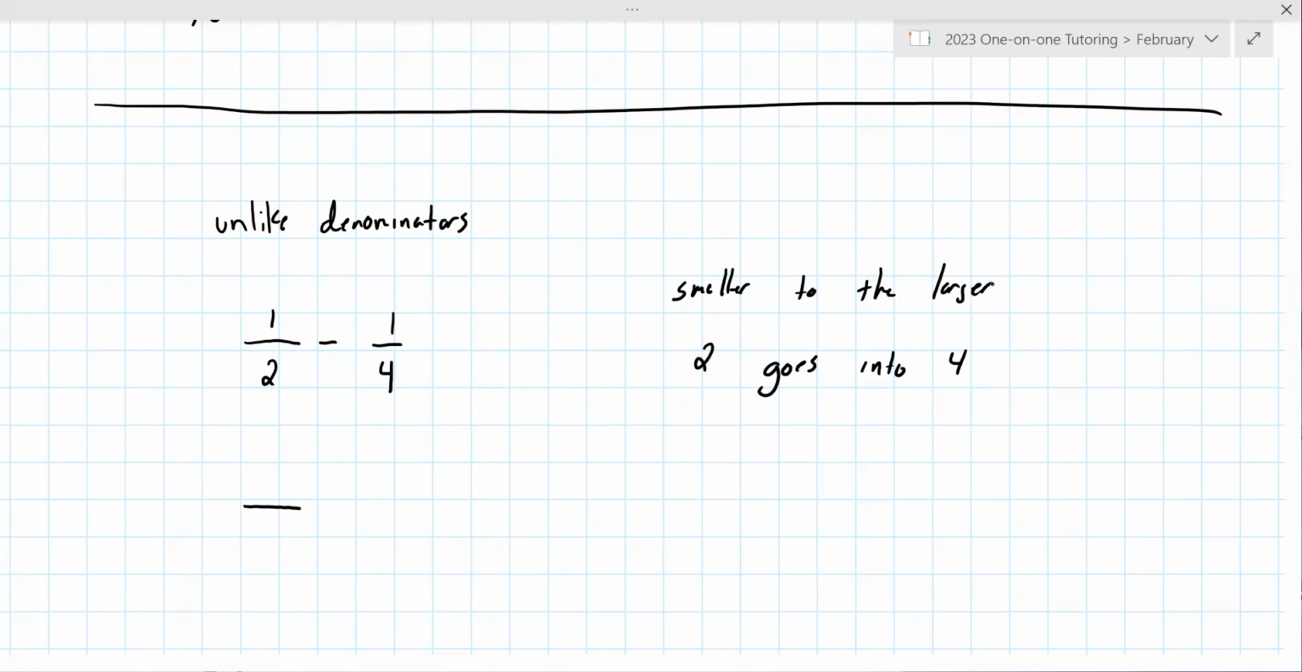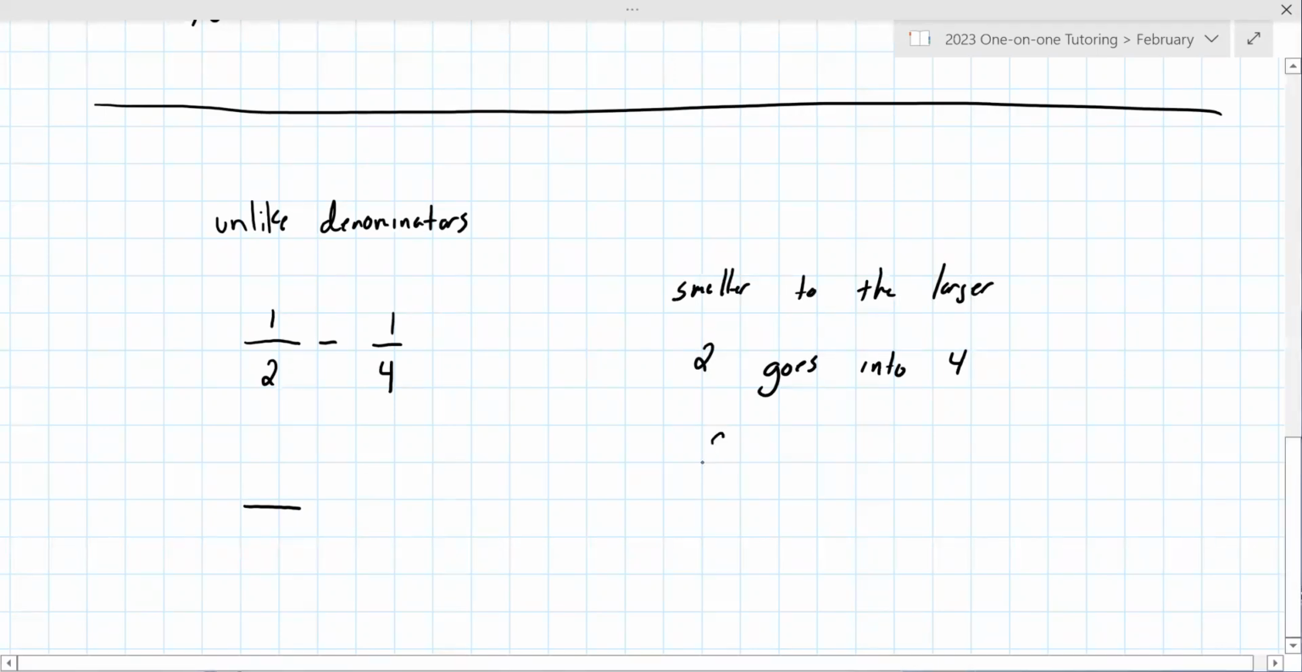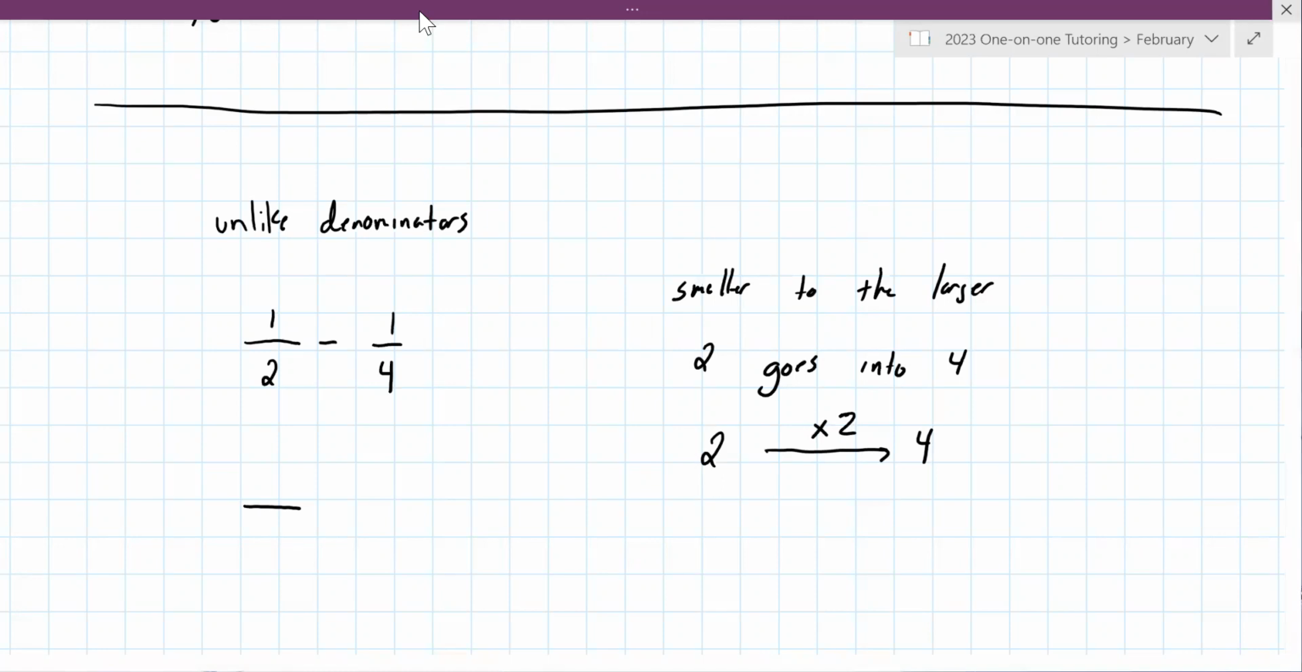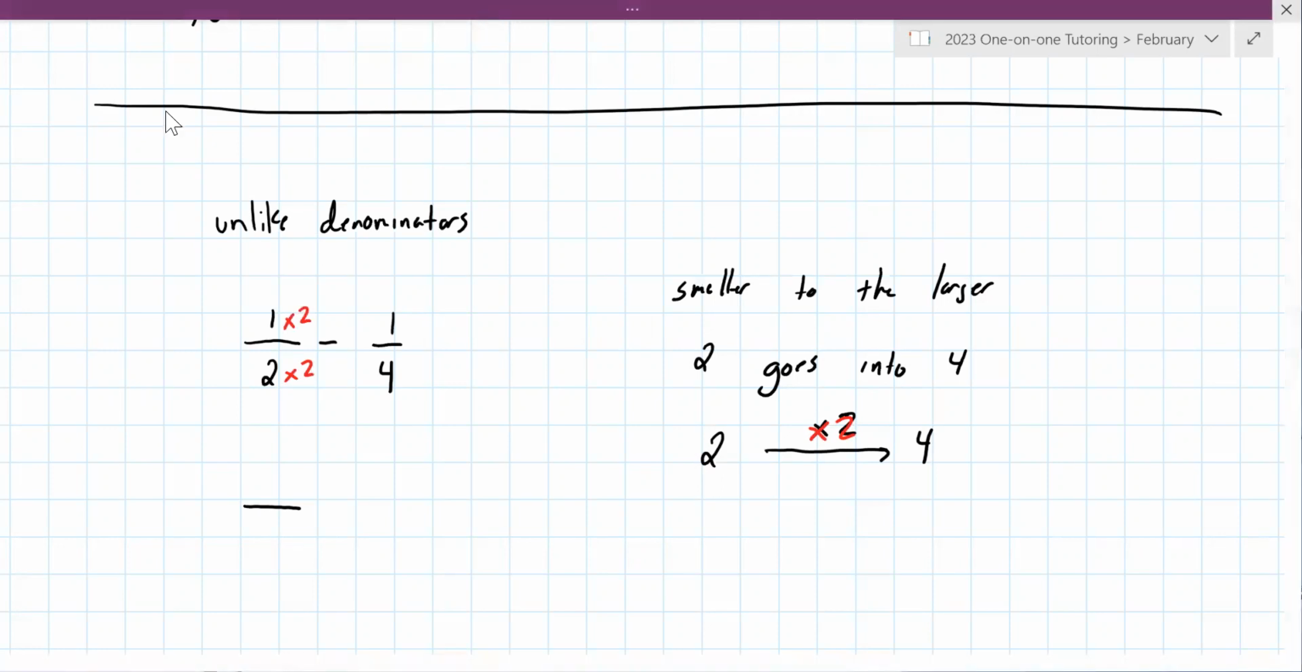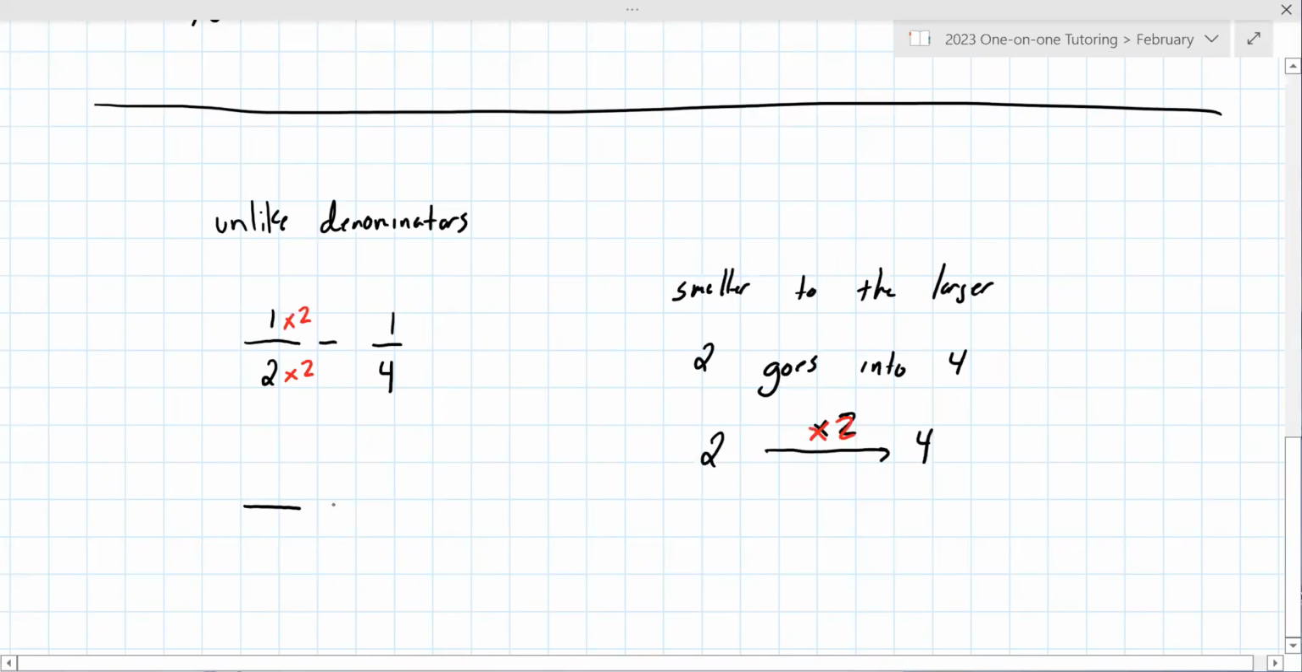All right, so now how do you go from 2 to 4? What do you multiply 2 by to get to 4? I think I multiply by 2. Okay, so we're going to multiply 2 times 2. We're going to multiply both of these numbers by 2, both the top and the bottom. So this becomes 2 over 4. 1 times 2 is 2. 2 times 2 is 4. And then you bring the other fraction down.